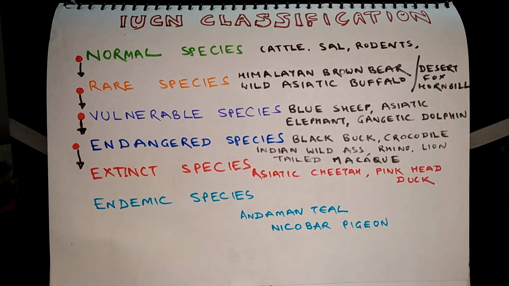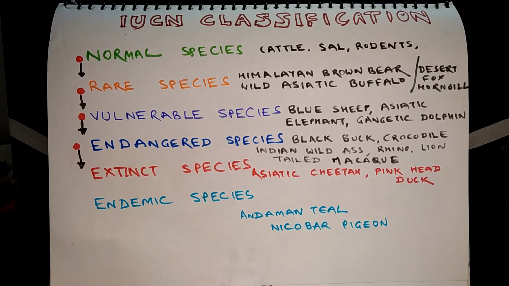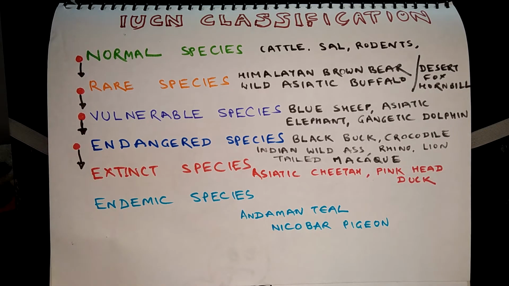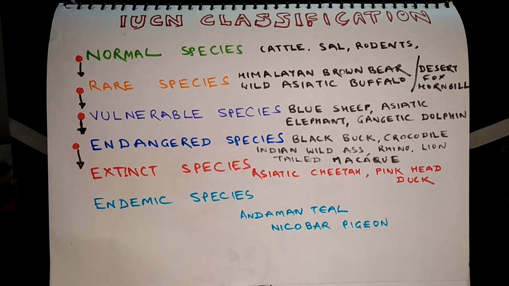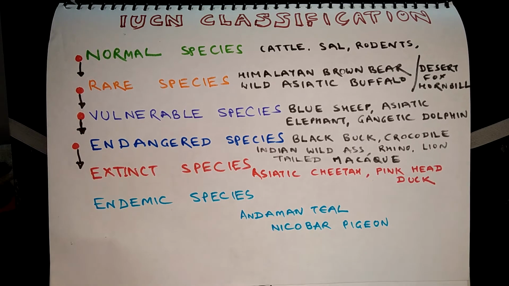So let us start with endemic species. A species which is found in a particular geographical area only is called the endemic species for that area. For example, the kangaroos are endemic to Australia. Lion-tailed macaques are endemic to our country, that is to the Nilgiri hills, the areas around Nilgiri hills. Then there is Andaman teal and Nicobar pigeon. They are endemic to the Andaman Nicobar Islands.